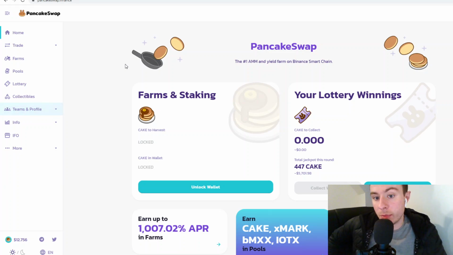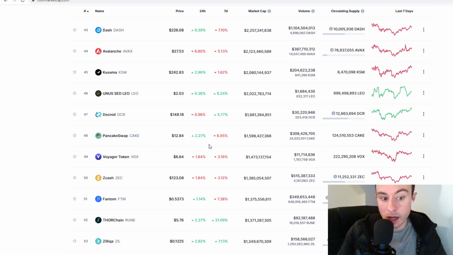So, with that said, why is there an interest in PancakeSwap? Well, for those of you who are familiar with Uniswap, PancakeSwap is essentially the same thing. However, Uniswap runs on the Ethereum network, PancakeSwap runs on the Binance Smart Chain network. And there is a fundamental difference here, and that is not only the speed, but the actual price. It is far, far faster and far, far cheaper to trade between tokens on PancakeSwap than it is on Uniswap. And if we look at PancakeSwap's price today, it's currently at $12.80. It's up around 2.2% on the daily, down around 7% on the 7 days, and currently has a market cap of $1.59 billion, guys.